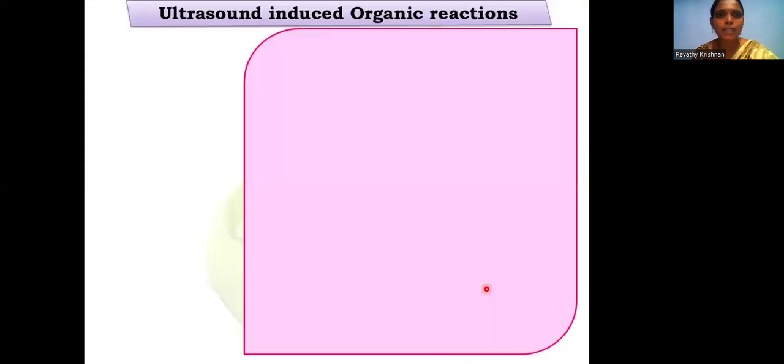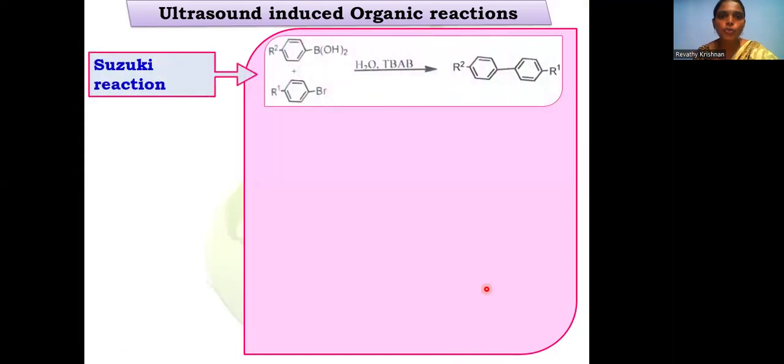Now let us see the examples of ultrasound induced organic reactions. The first reaction is a Suzuki reaction. It comes under the coupling reactions. It can be used for the synthesis of biaryl compounds by using the reactants aryl boronic acid as well as aryl halide in presence of water and tetrabutyl ammonium bromide. These reactions can be performed ultrasound mediated.